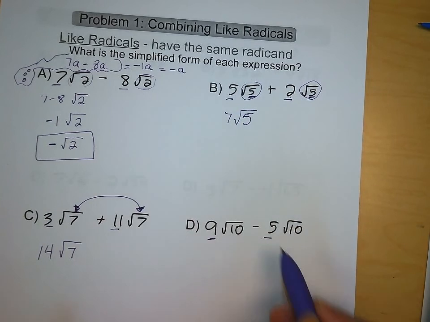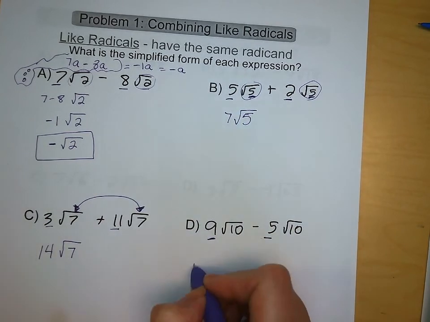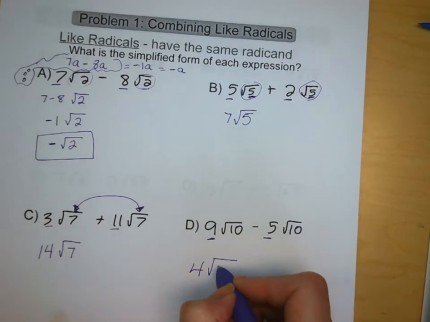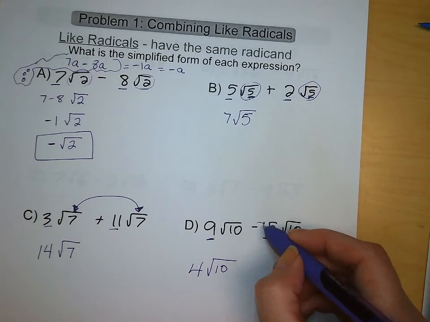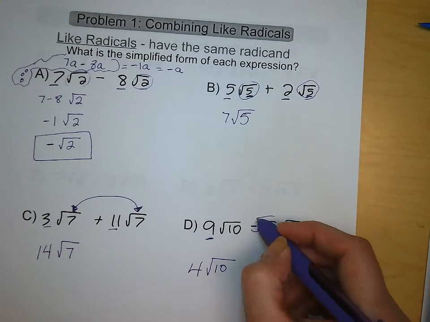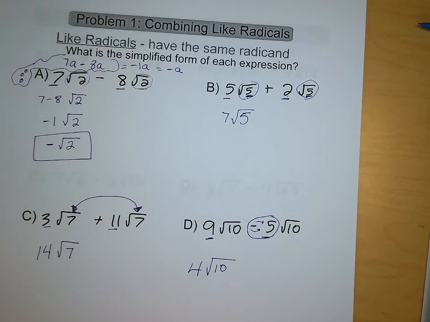9 minus 5. 9 minus 5 is 4, square root of 10. Remember that negative sign is attached to the 5, just like when we were doing combining like terms in semester 1. Make sure you pay attention to those negatives.